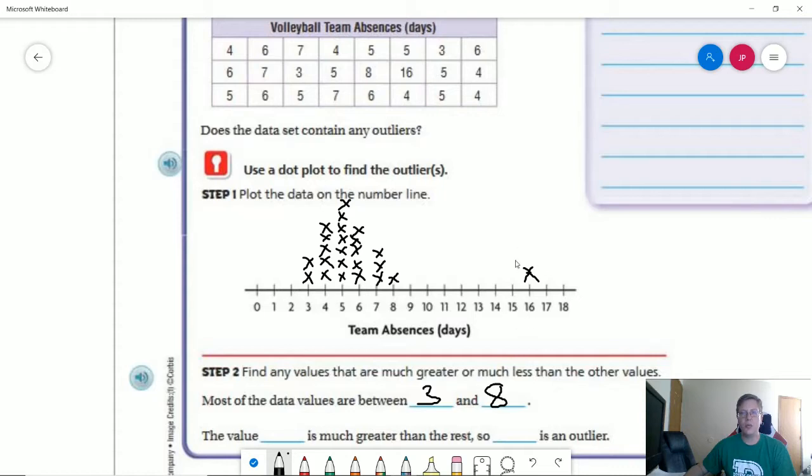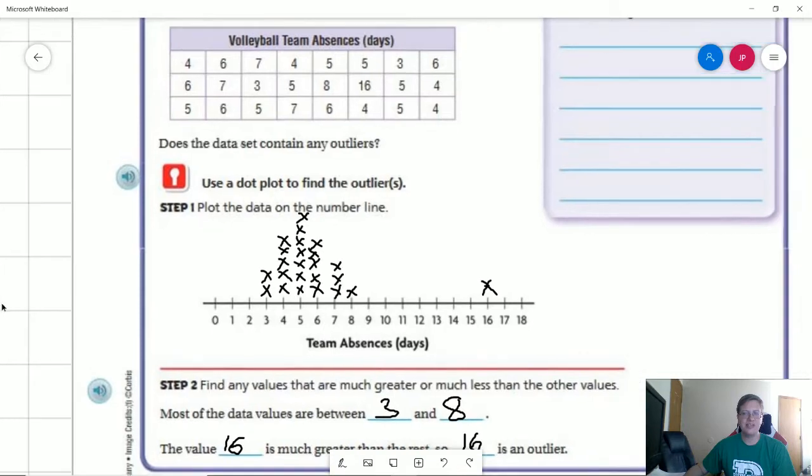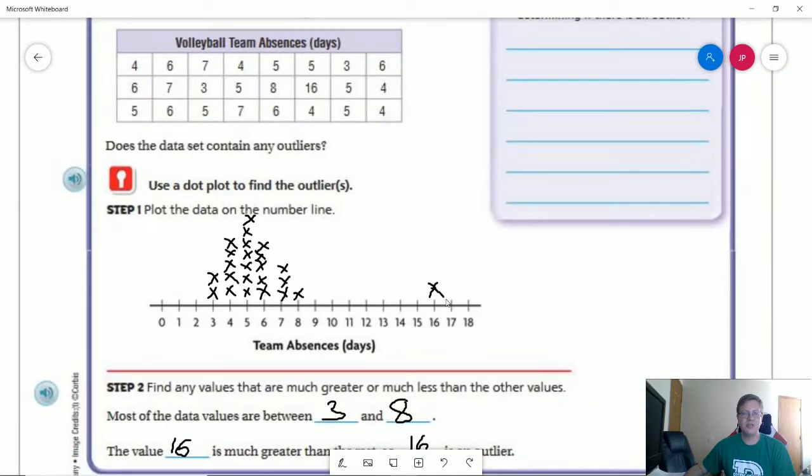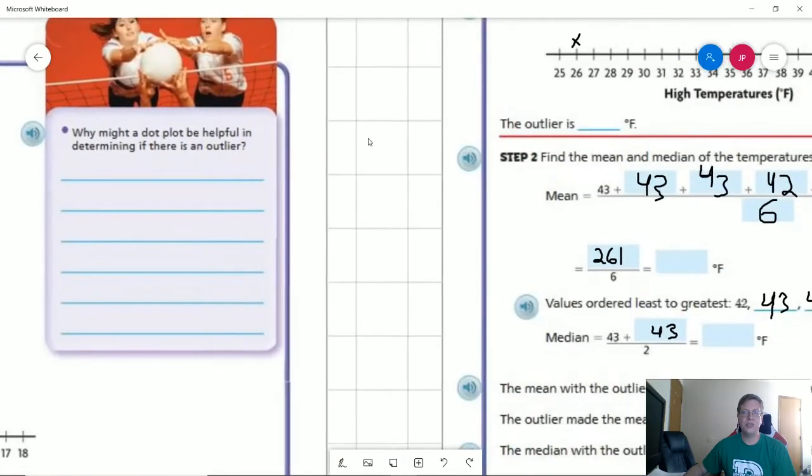And then this one person having 16 absences is going to be so much different from the rest of the set that we are going to say that 16 is an outlier. We do not want to include that if we want to find the average of how many days people missed, because this one is so much greater. Basically, our next closest person missed half as many days. So that's going to throw off our results a little bit.